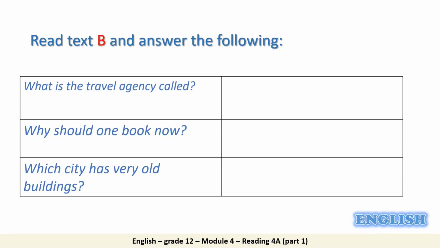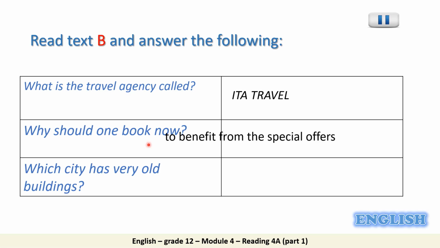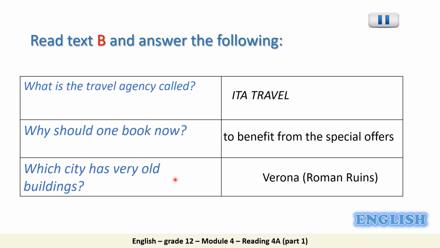Moving on to text B. Read the questions and answer. Okay, the travel agency is called ITA Travel. Why should one book now? What do you think? Yes, to benefit from the special offers. Which city in Italy has very old buildings? This is Verona, and it has Roman ruins.